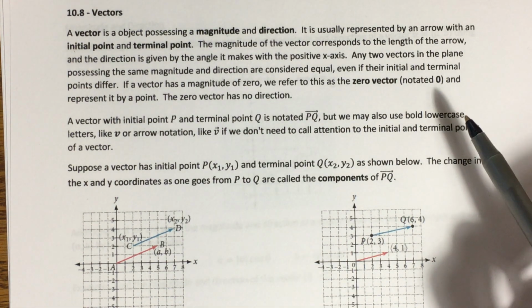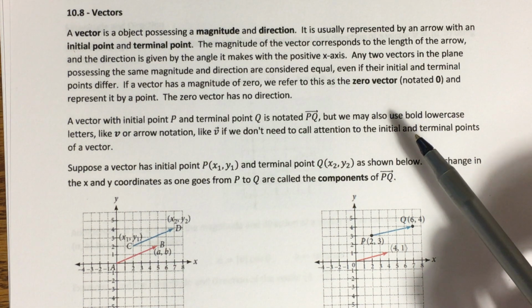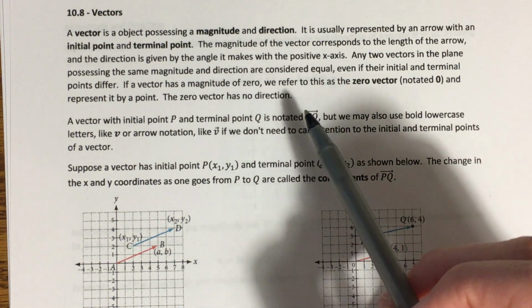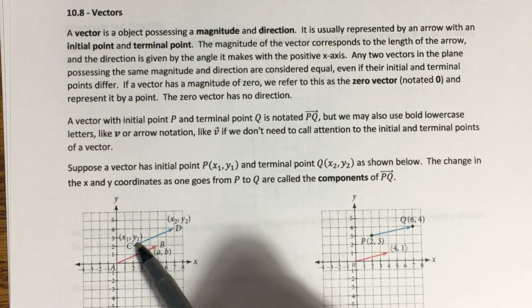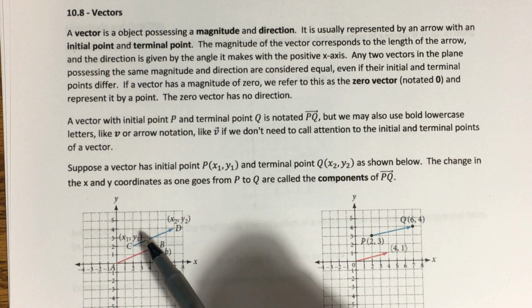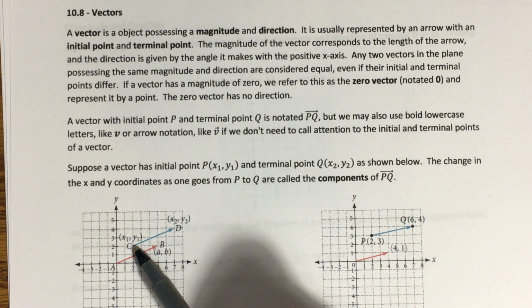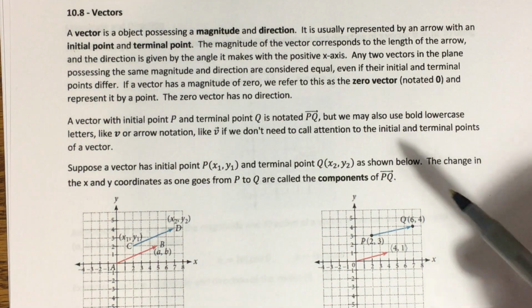There's one special vector worth singling out. We call it the zero vector. The zero vector is the vector that has a magnitude of 0, meaning a length of 0. So another way of thinking of that is that the vector's initial and terminal point are the same point.